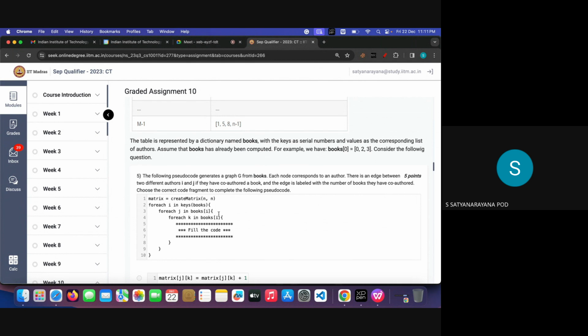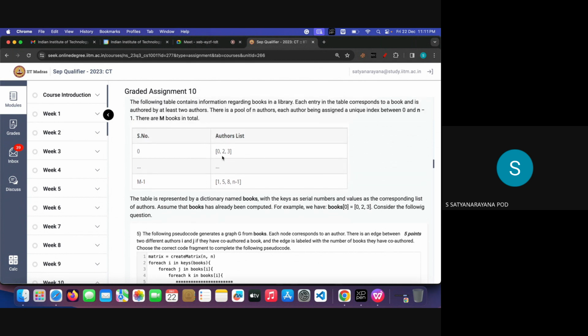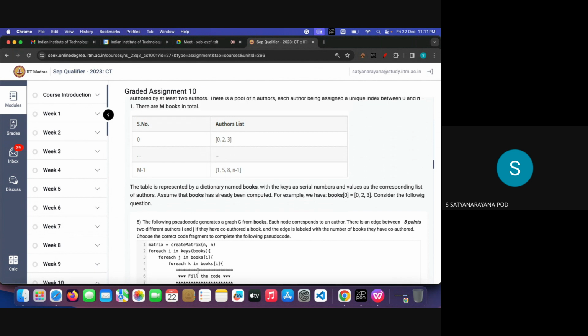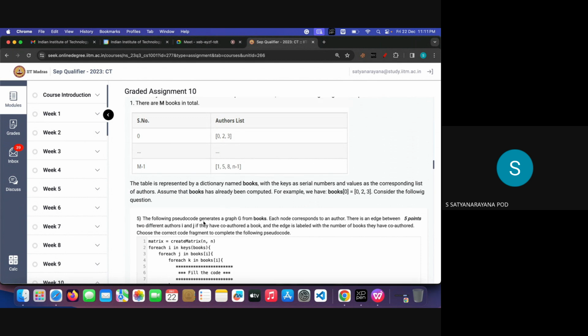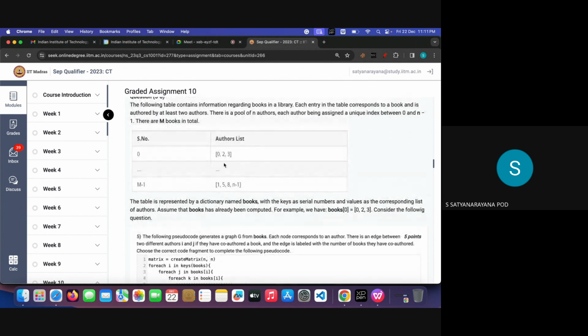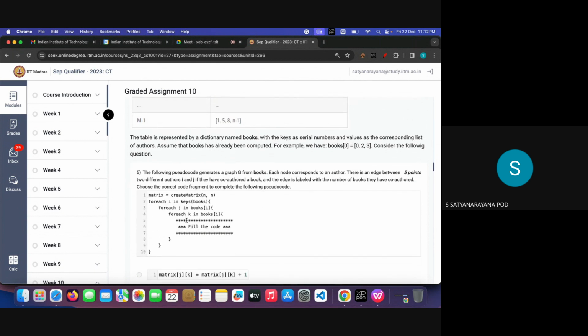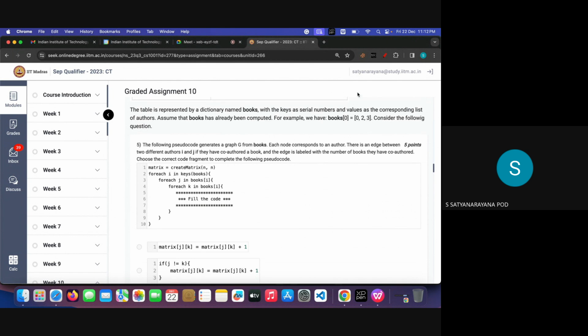J is taken, books of I. Books of I means these authors are taken. Again, you are taking the books of I, and J and K are repeating: 0th one, second one, third one. This one is very clear, we don't worry about it. This is the outer loop and inner loop to find J and K as pairs, so that means similar authors.